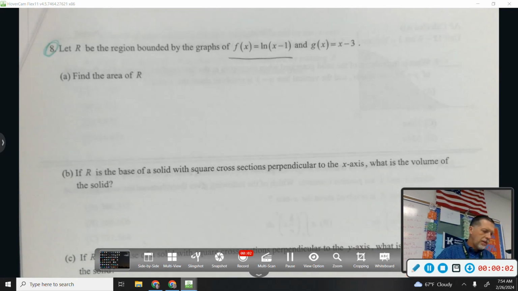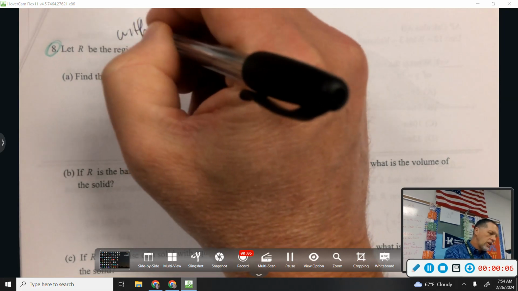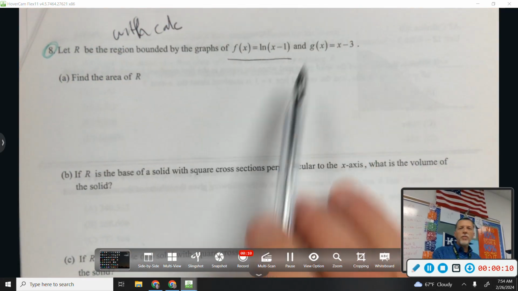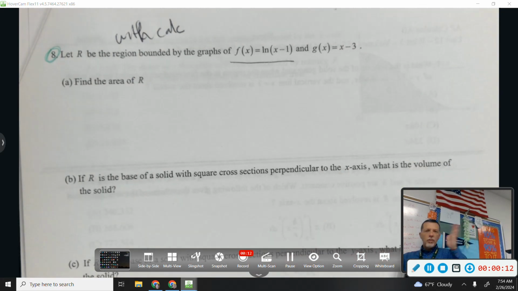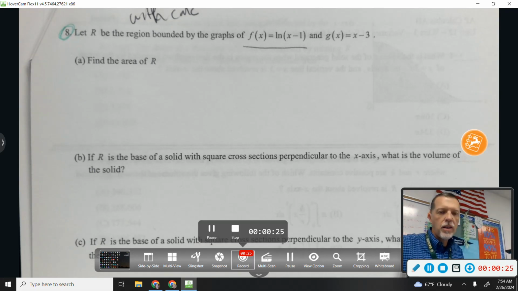So looking at number 8, with calculator for sure. Start by finding the area. So graph both of those in the calculator, figure out what the bounds are. There will probably be some weird decimals when you do intersections, storing for A and B, all of that stuff. So try A, and then we'll come back and look at it.